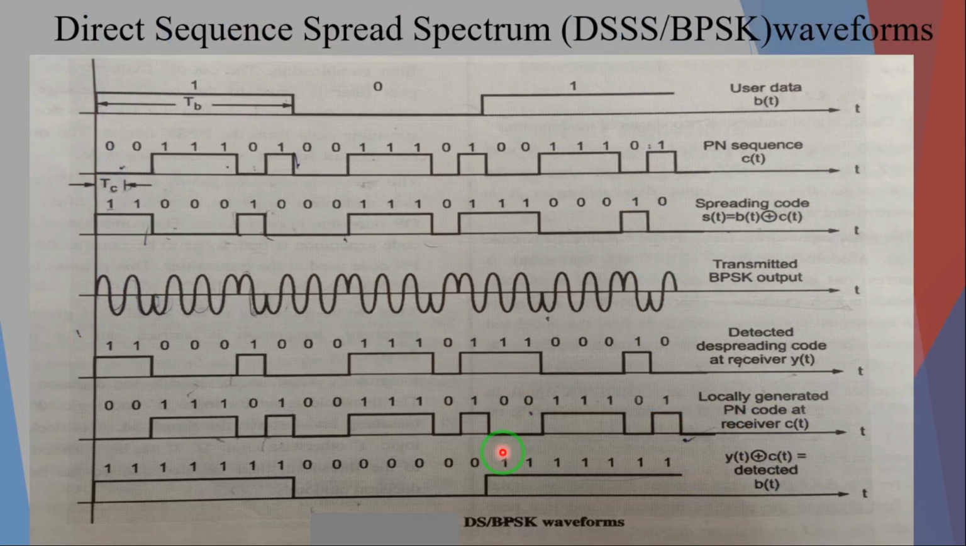Now this is the direct sequence spread spectrum BPSK waveform. As you can observe over here, this is the user data, and this is your PN sequence, that is C of t. And when we do the XORing, the modulo 2 addition of these two signals, you would get the spread signal, that is S of t.